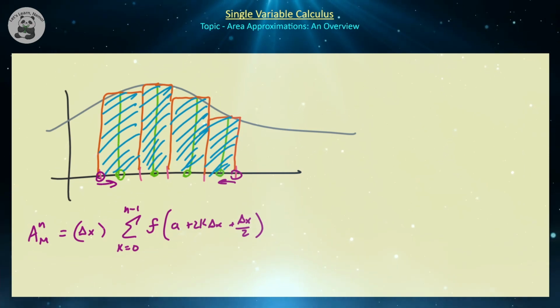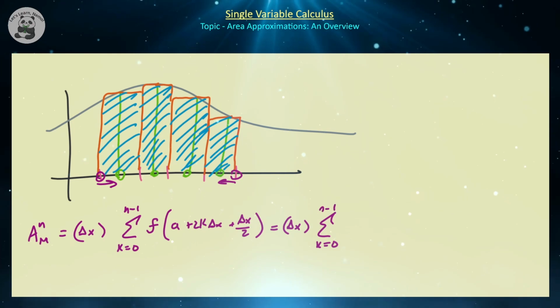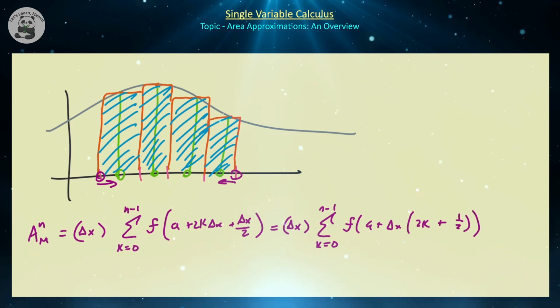Once we have this, we can actually factor out some delta x here. So we can write this as delta x times the sum from k equals 0 to n minus 1 of f of a plus delta x times k plus 1/2. All right, so that gives us the formula for the midpoint rectangles.